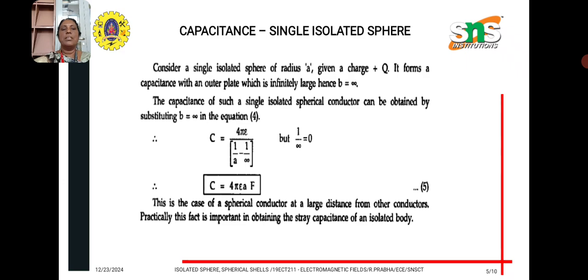So this is the case of a spherical conductor at a large distance from the conductors, and practically this fact is very important in obtaining the stray capacitance of an isolated body.